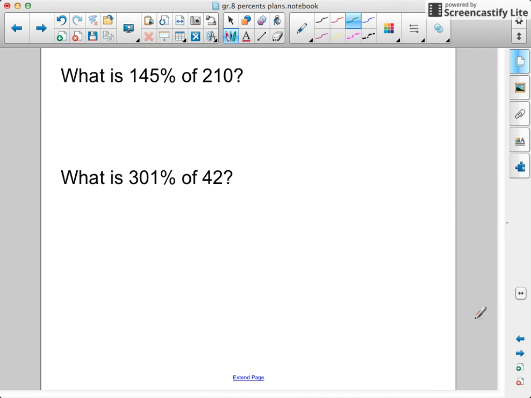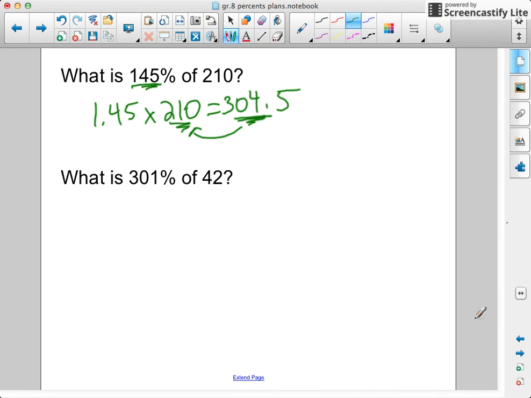If I were to find what 145% of 210 is, I'm going to take my percent, change it to a decimal, which would be 1.45, multiply it by 210, and I'm going to get 304.5. Okay, so if my percentage is over 100%, my percent of this number has to be larger than the original, because 100% is 210, so it would make sense that 145% is bigger.